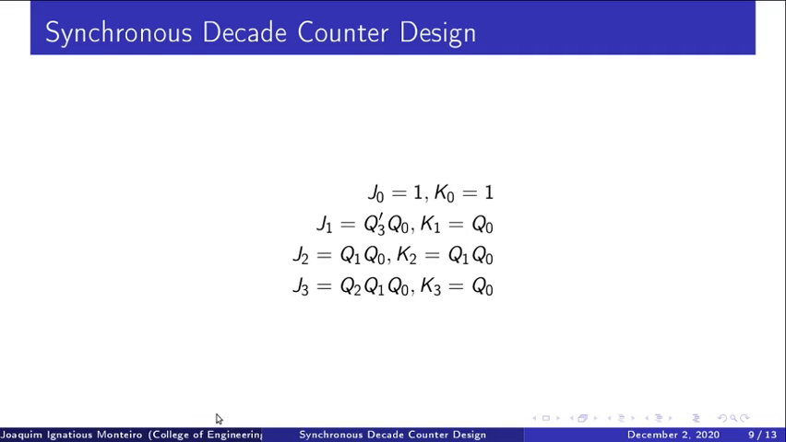So let's continue with the discussion on decade counters. We have this design from yesterday, where you designed the mode 12 counter, not a decade counter, a mode 12 counter. In mode 12, the first state is 0 and the last state is 11 in decimal, right?